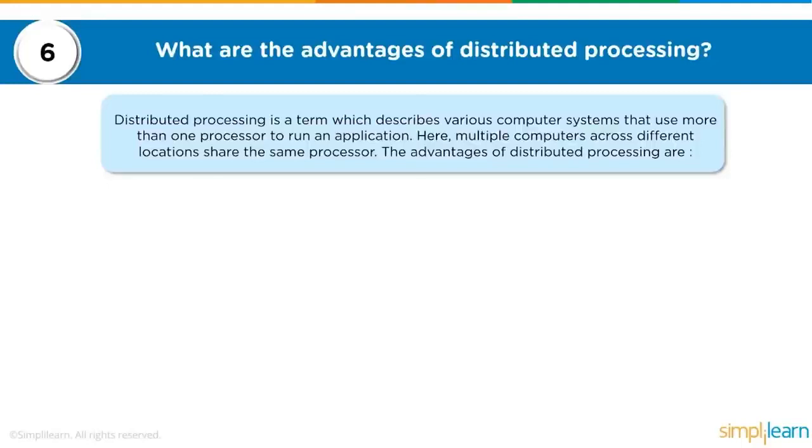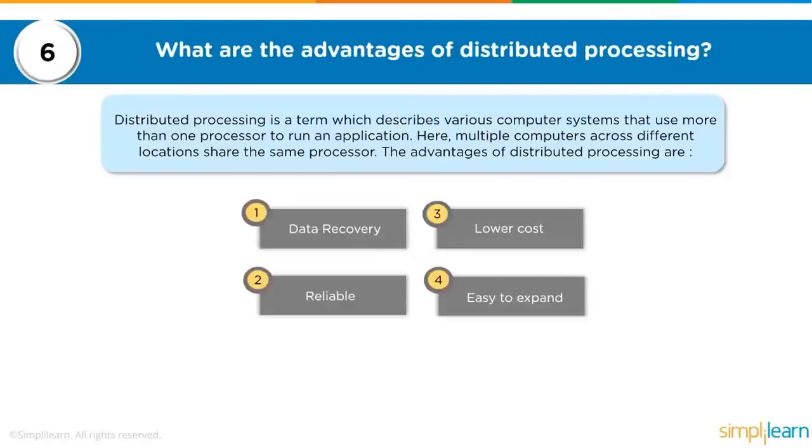But before we go into the advantages, distributed computing is basically where multiple machines will pool their resources together to run a singular application. So an application that has multiple resources and can scale up and scale down as and when required. The advantages are that it can be very useful in data recovery, for example RAID, where you're striping data on various hard disks. It is reliable, it is cheaper, lower cost can be achieved, and it is easy to expand because of the scalability factor that we just talked about.